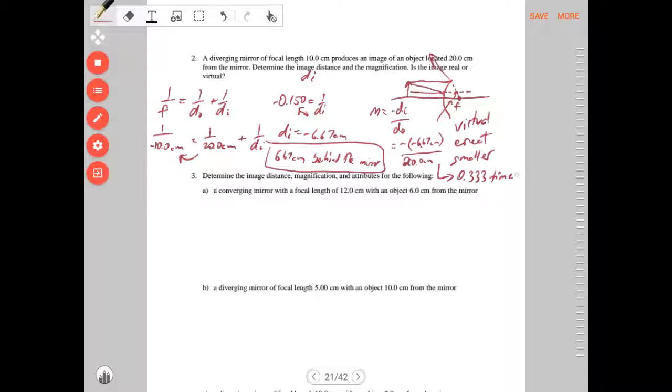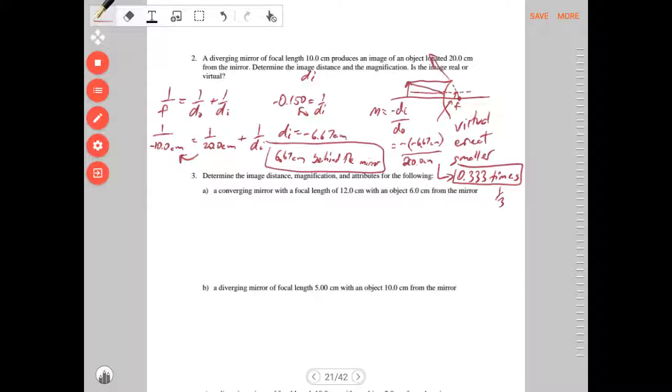0.333 times. Now that, of course, is also 1/3. So if you can recognize the fraction, feel free to put it. But sometimes it's not a nice fraction, so just use the decimals. So 0.333 times. Now that should make sense because it's upright. The two negatives cancel, leaving you with a magnification. It's getting smaller, but it's still upright, so the magnification should be positive, and of course it is. So the magnification is that one. So the image is 6.67 centimeters behind the mirror, and it's magnified by 1/3.